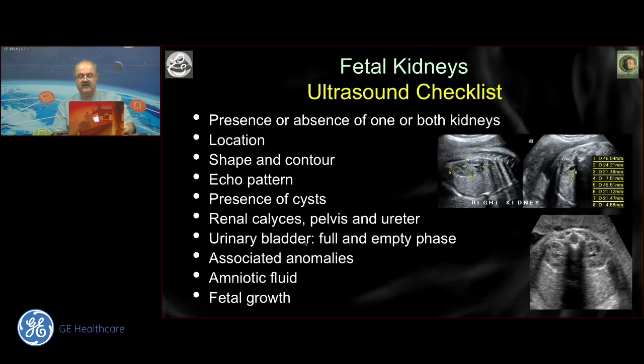Remember to see the urinary bladder both full and empty. Look for associated anomalies. Think genetics, involve a geneticist. Look at amniotic fluid as an index of possible kidney abnormality, and look at fetal growth to make sure what is going on.